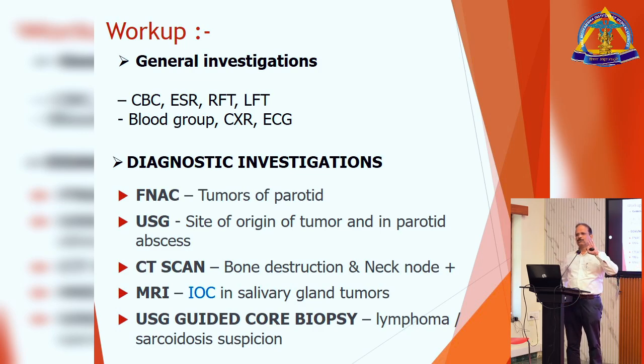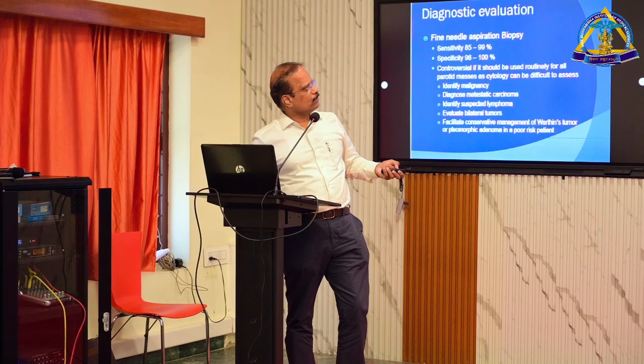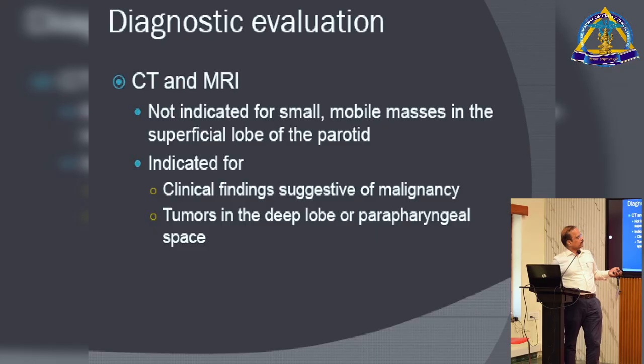So as a student, if you are asked, you say I will do ultrasound, I will do FNAC. CT and MRI I will do in a larger tumor. As an undergraduate, that is more than sufficient. I have given you points which are relevant. FNAC has high sensitivity because it is highly cellular, and it can identify malignancy. Majority of the problems can be diagnosed by FNAC. As I have told you, CT and MRI are not indicated in small mobile masses. They are indicated in larger tumors where you suspect malignancy.